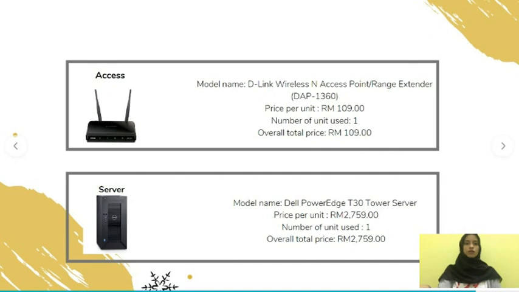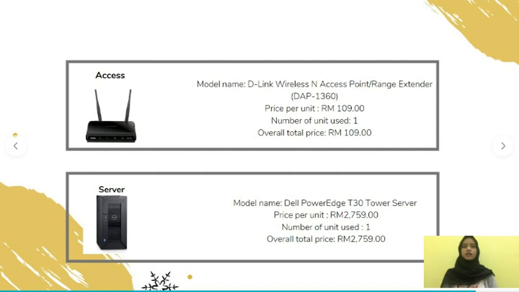And also for access point, we are using a model D-Link Wireless Access Point DAP1360. The price per unit for our access point is only 109 ringgit. We are only using one access point for our project, so the overall total price is only 109 ringgit.